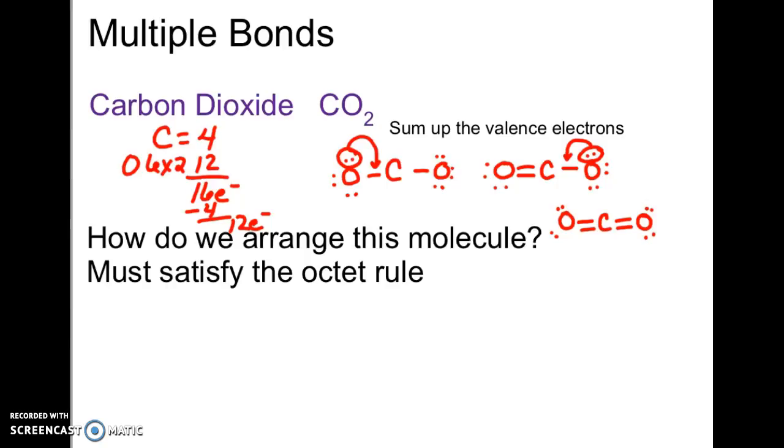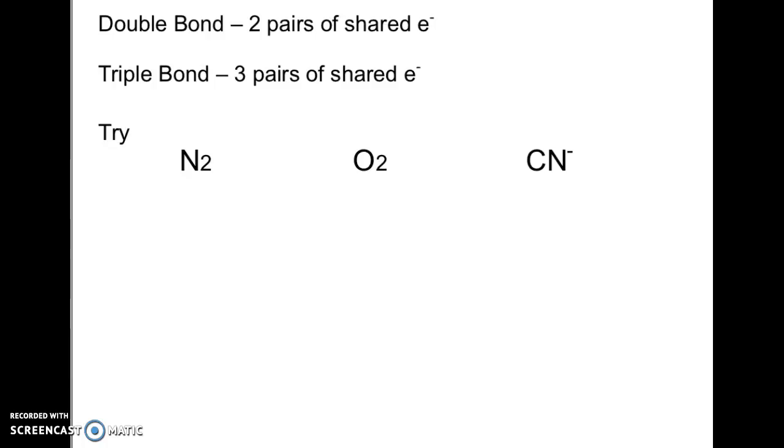All right, on the next slide, I want you guys to recognize that a double bond is 2 pairs of shared electrons. In this case, you would have 2 dashes, which represents a double bond. And in some cases, you can have a triple bond, which would have 3 dashes. There would never be a quadruple bond. It does not happen with the electronic structure. So your only options are single bonds, double bonds, or triple bonds.